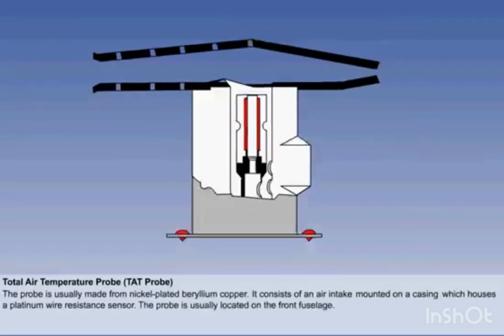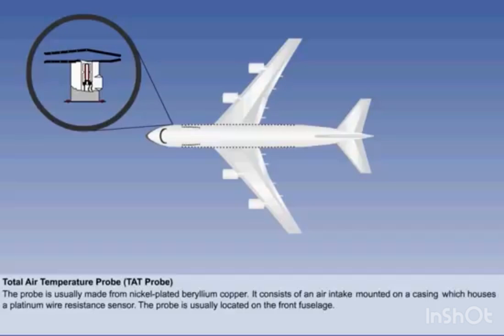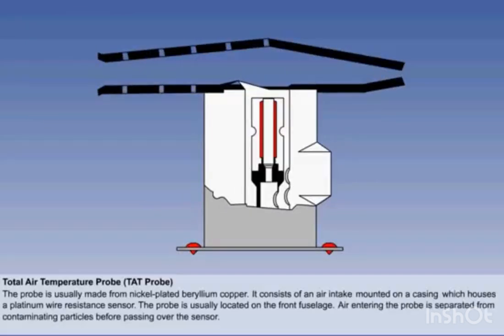The probe is fixed to the fuselage in a location which minimizes any boundary layer effect, usually the front fuselage. Boundary layer effect is discussed in detail within aerodynamic courses on principles of flight. Here we can see a diagrammatic cross-section of a total air temperature probe. Let us look at how it works.